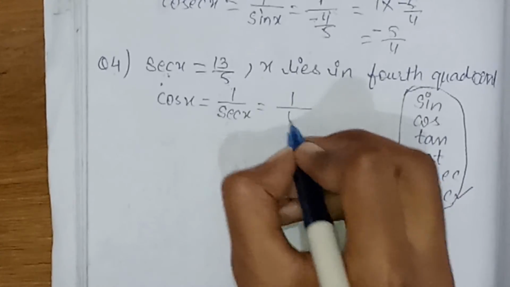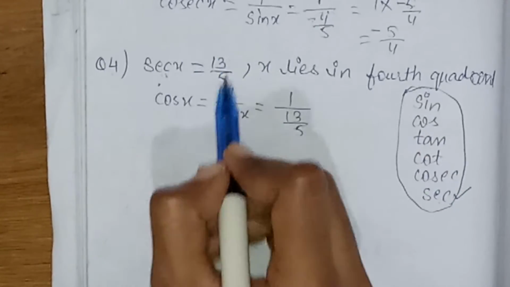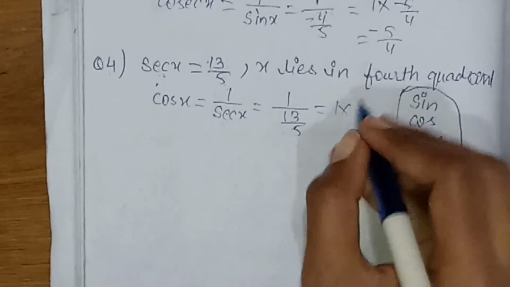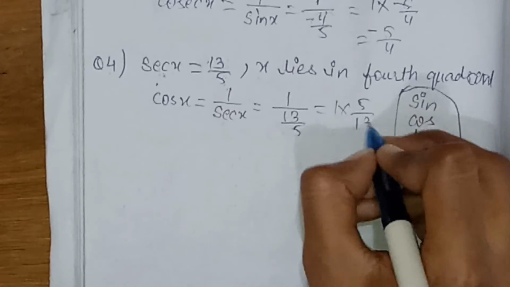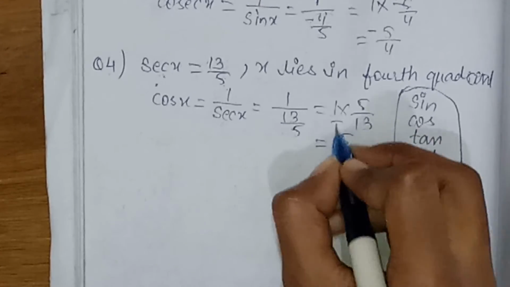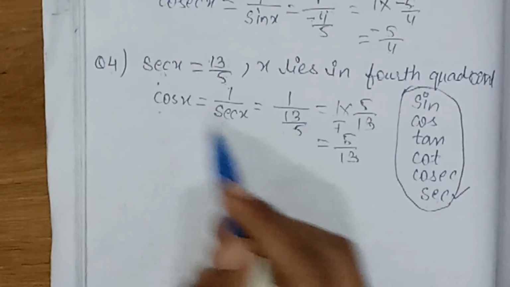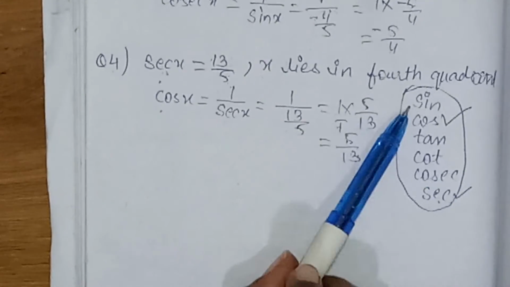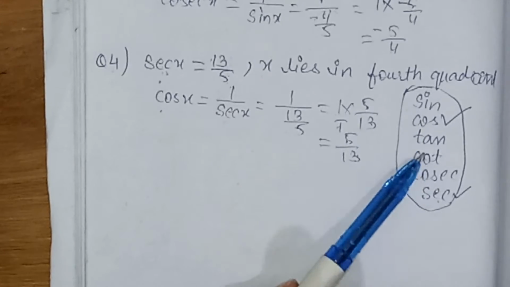So 1 by secant x, which is 13 by 5, as they have given in the question. When this becomes a reciprocal, 13 by 5 becomes 5 by 13. 1 into 5 is 5, 1 into 13 is 13. So we got the value of cos also. Tick it. The remaining values we have to find are sine, tan, cot, cosecant.